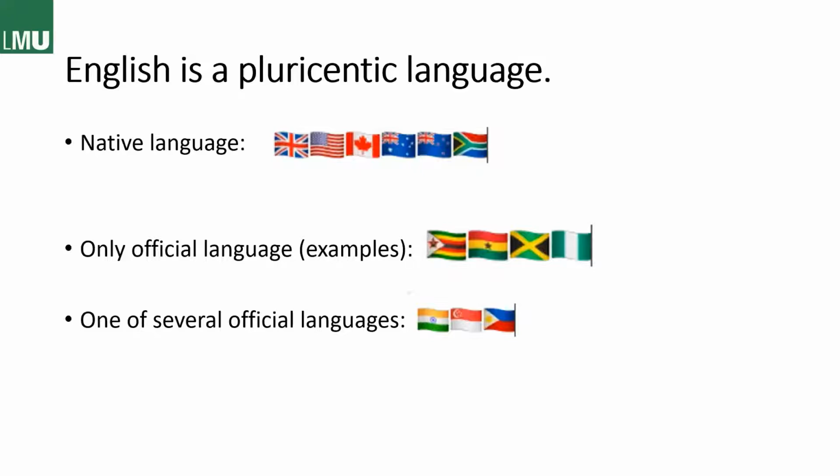And then English can have another status as well. So it can be one of several official languages. For example, in India or in Singapore or in the Philippines, English is just one of a few official languages.